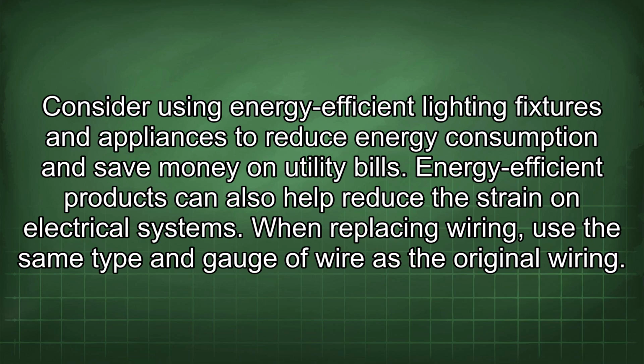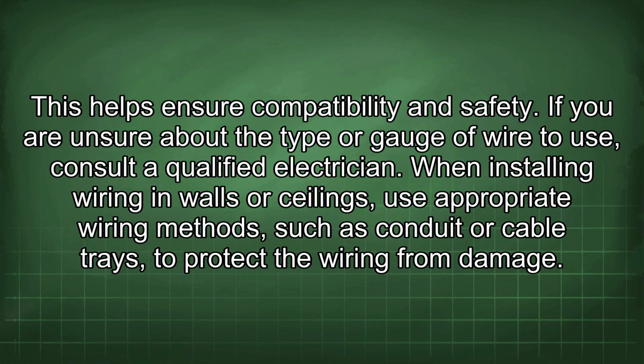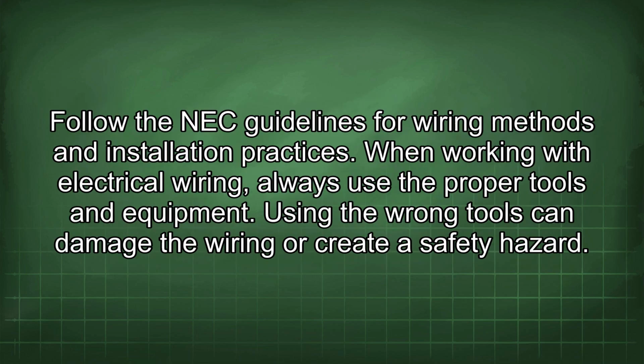When replacing wiring, use the same type and gauge of wire as the original wiring. This helps ensure compatibility and safety. If you are unsure about the type or gauge of wire to use, consult a qualified electrician. When installing wiring in walls or ceilings, use appropriate wiring methods such as conduit or cable trays to protect the wiring from damage. Follow the NEC guidelines for wiring methods and installation practices.